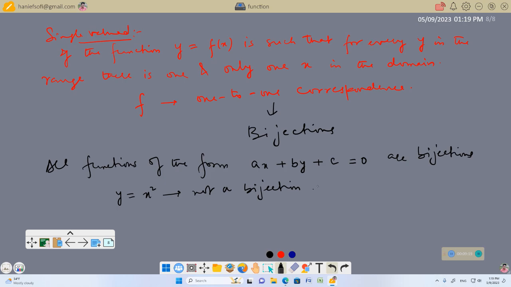Now I give you a question. Question is, is y equal to x cube a bijection, right? Is y equal to x cube a bijection? Think about this for a minute.